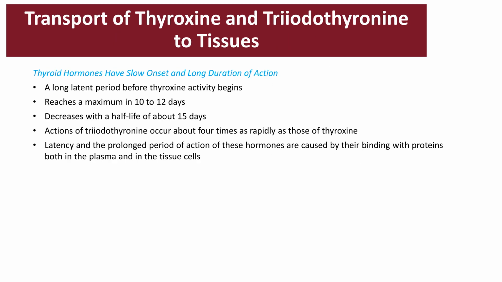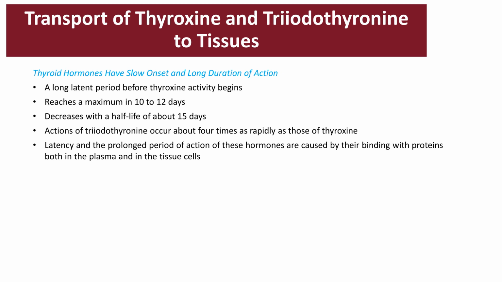Transport of T3 and T4 to tissues. The thyroid hormones have a slow onset but a long duration of action. There is a long latent period before the thyroxine activity begins, so it reaches a maximum peak at about 10 to 12 days and decreases with a half-life of about 15 days.